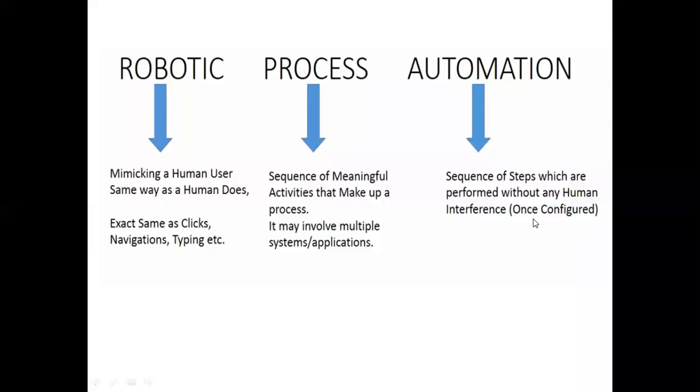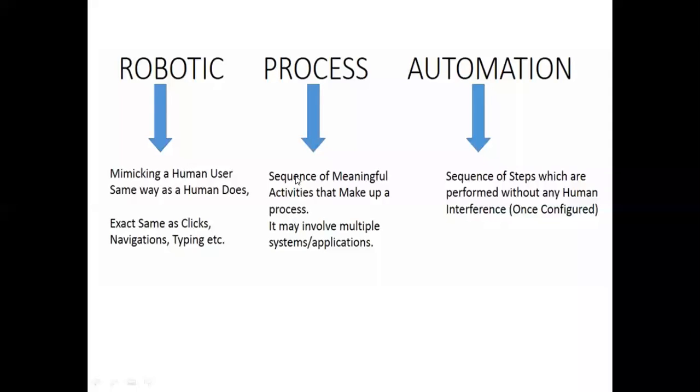So automation is basically what is meant by automation. It's a sequence of steps which are performed without any human interference. Without any human interference, we are going to have some sequence of steps performed. So that's called automation.